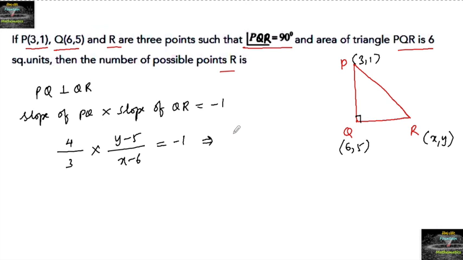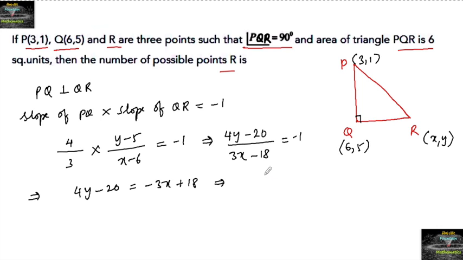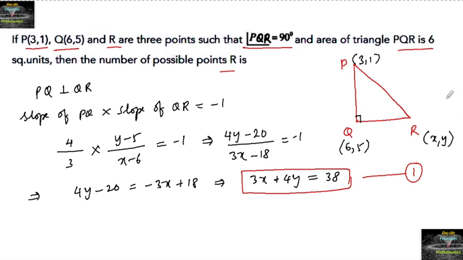So which implies (4y minus 20) divided by (3x minus 18) is equal to -1, or we can write 4y minus 20 is equal to minus 3x plus 18. So which implies 3x plus 4y, bringing it here, is equal to 38. So 3x plus 4y is equal to 38. Let's make it equation 1.